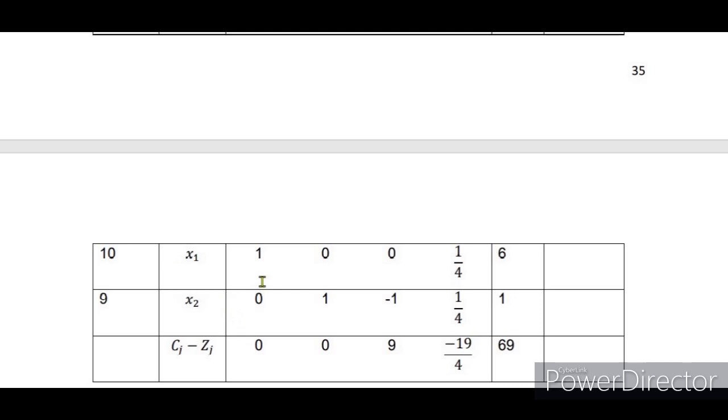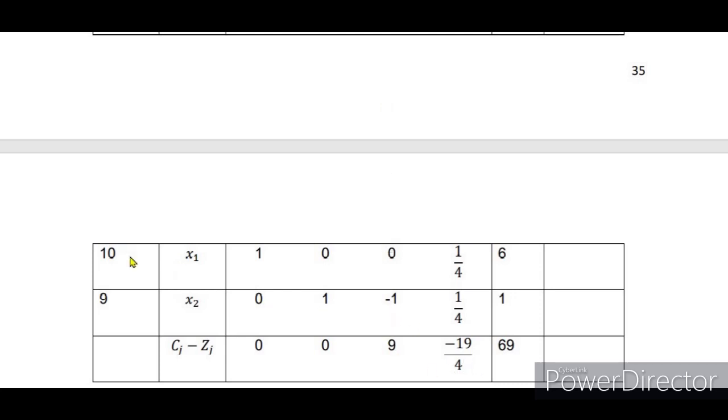Under the x sub 1 column, 10 times 1 is 10. 9 times 0 is 0. So the numerical value here is 10. So 10 minus 10 is equal to 0. Next, 10 times 0 is 0. 9 times 1 is 9. So the numerical value here is 9. So 9 minus 9 is 0. Next, under the x sub 3 column, 10 times 0 is 0. 9 times negative 1 is negative 9. The numerical coefficient here is 0 on top. So 0 minus negative 9 is positive 9.